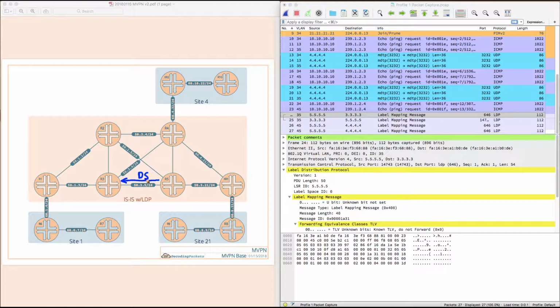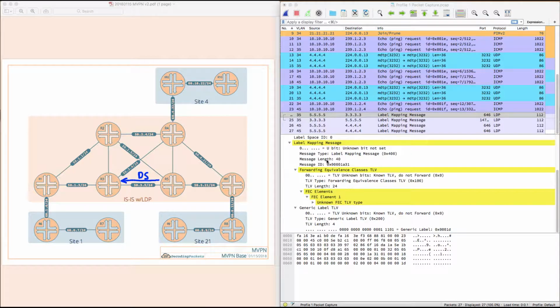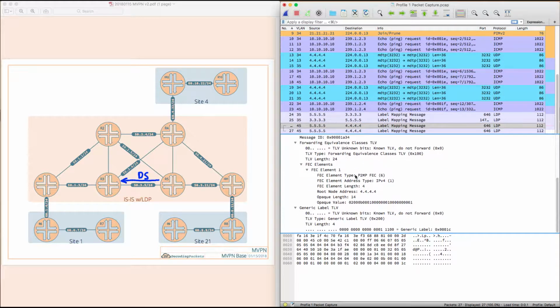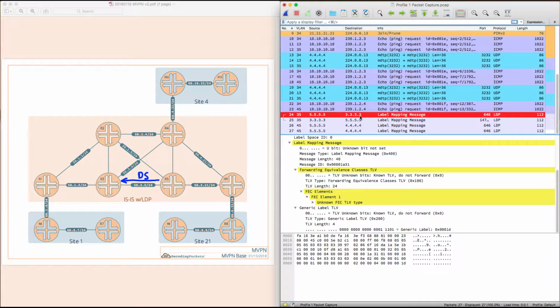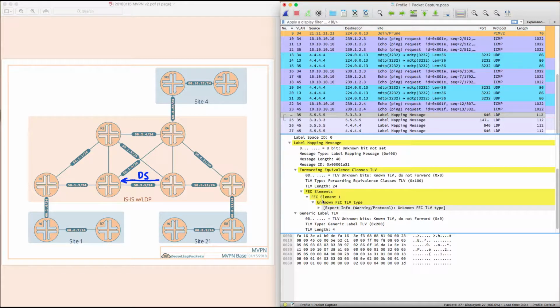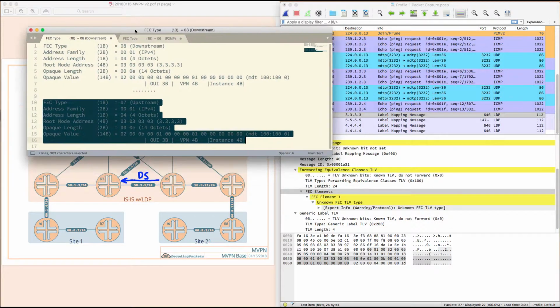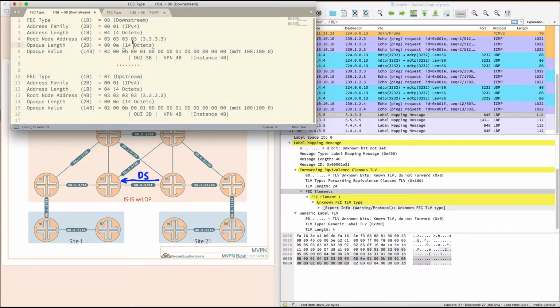So let's look at the contents of it. So once again, now with the P2MP FEC, which was right here, you see that Wireshark is pretty good at actually recognizing what type of FEC it is. With the MP2MP FEC, for some reason, it's an unknown FEC type. So what you would have to do if you were really interested is look at the FEC elements, look at this whole thing, and then you have to break it down sort of like how I did. So in this case, the breakdown is right here.